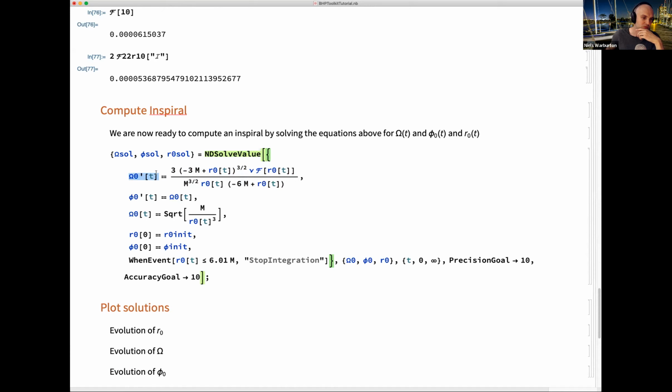This is the evolution of the orbital frequency. This then is the evolution of the orbital phase. This is the definition of the frequency. And we're going to start our inspiral at the same values of R0 and phase that we extracted from the numerical relativity waveform. And we're going to integrate until we get close to the ISCO. So the ISCO is at 6 in the Schwarzschild case. And we've set some precision here as well. So we're just after 10 digits of precision, basically.